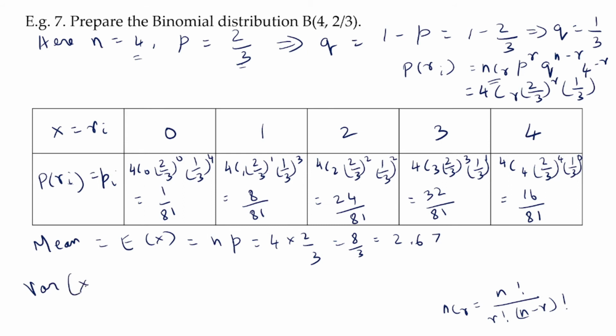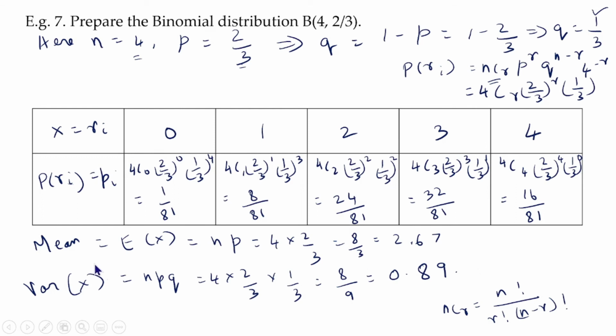Then the variance is given by npq. So n is 4, p is 2 by 3, and q is 1 by 3. Calculating it here, 4 into 2 by 3 into 1 by 3, so it is 8 by 9, or it is equal to 0.89. So using the formula, we can find the mean and variance very easily if the distribution is a binomial distribution.